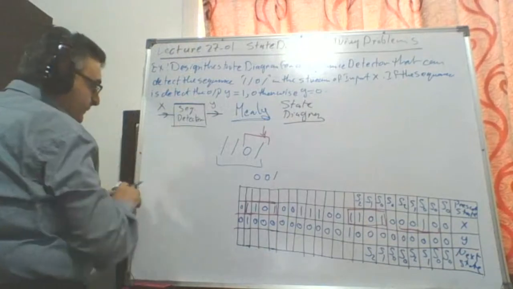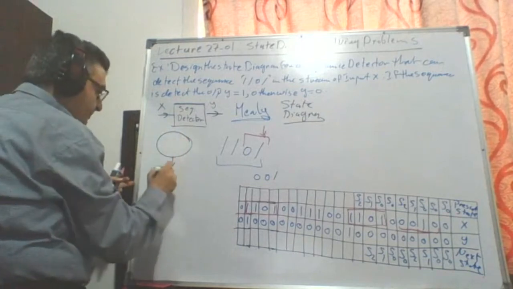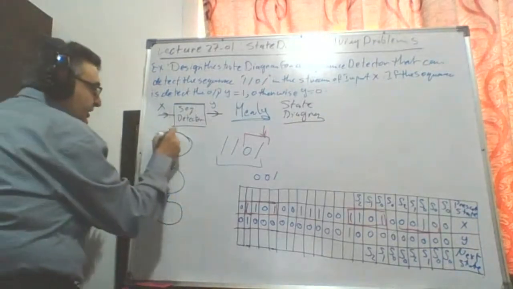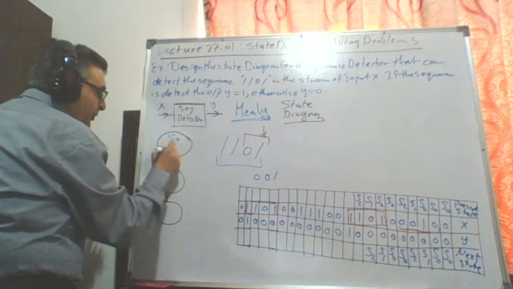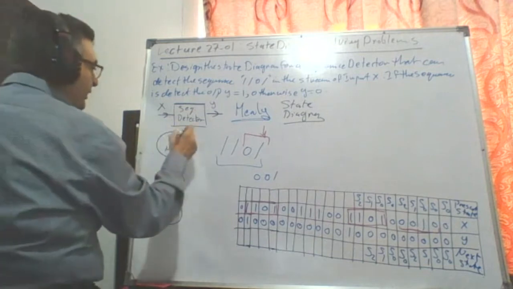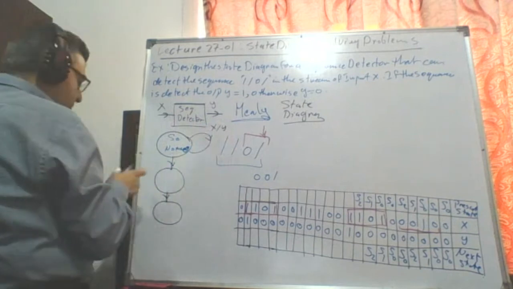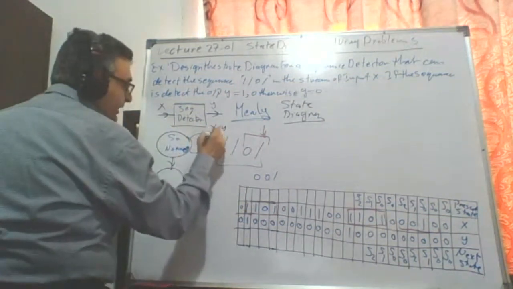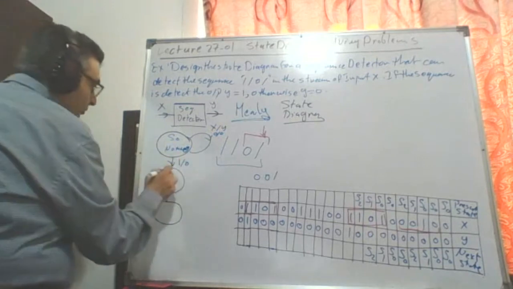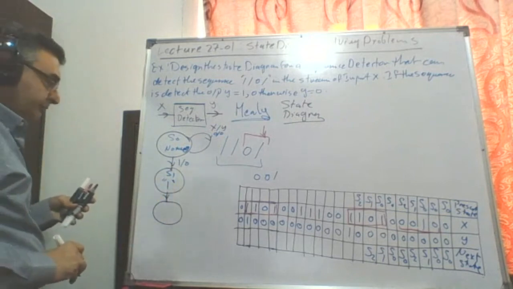If I have here, so this is actually S0, no memory. Okay, I'm receiving x equals to 0. This is x slash y. So 0 slash 0. Okay, so I receive the first one, and output will be 0, and I will go to S1. S1 is a memory of 1 bit, which is the 1.